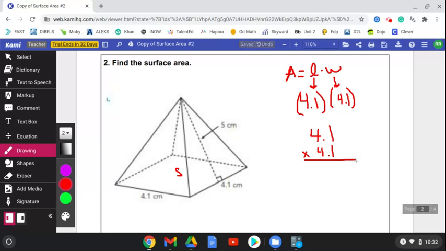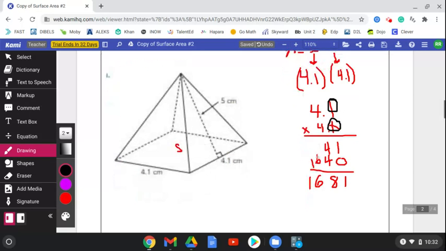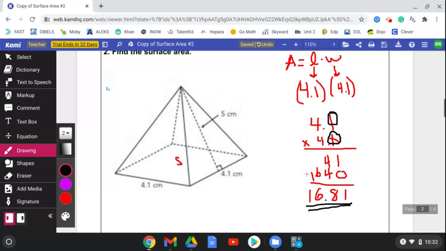So I'm going to show my work here for multiplying decimals. 1 times 1 is 1. 1 times 4 is 4. On the second row, add placeholder 0. I've used that one. 4 times 1 is 4. 4 times 4 is 16. When I add, I get 1681, and there are how many digits after the decimal? There are 2 digits after the decimal, and so there should be 2 digits after the decimal in my answer. So this is the area of the square, 16.81.